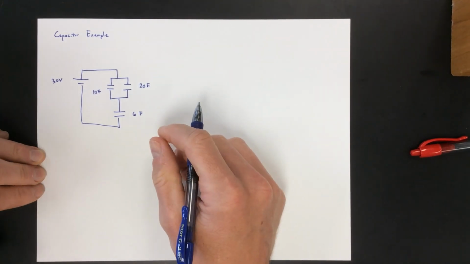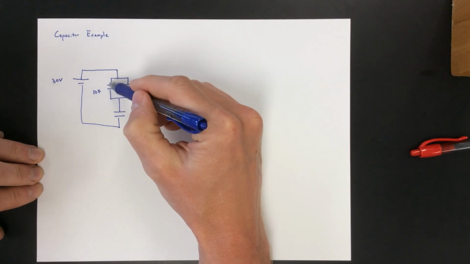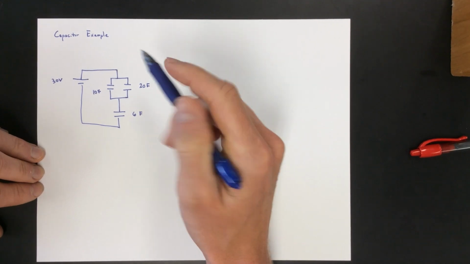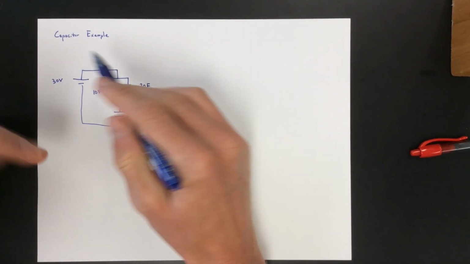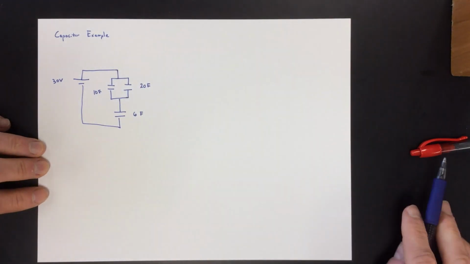Okay, so what are we going to do? Well, I want to know the charge here, the charge here, the charge here. I want to know this voltage drop, this voltage drop, that voltage drop. I want to know the total charge. I want to know the energy stored on each one of those, and I also want to know the energy stored for the whole system. Okay, all of those things will break it down.